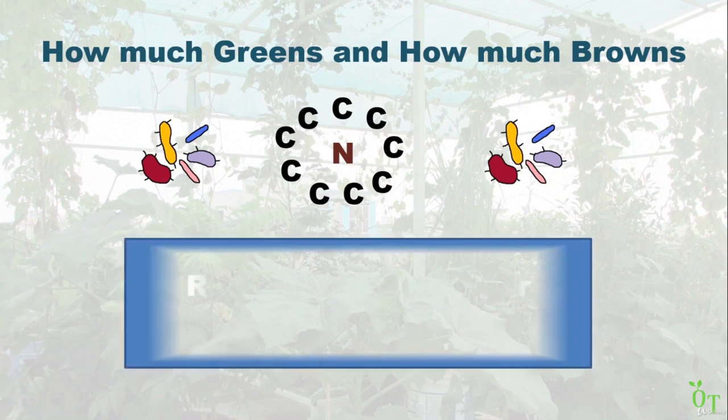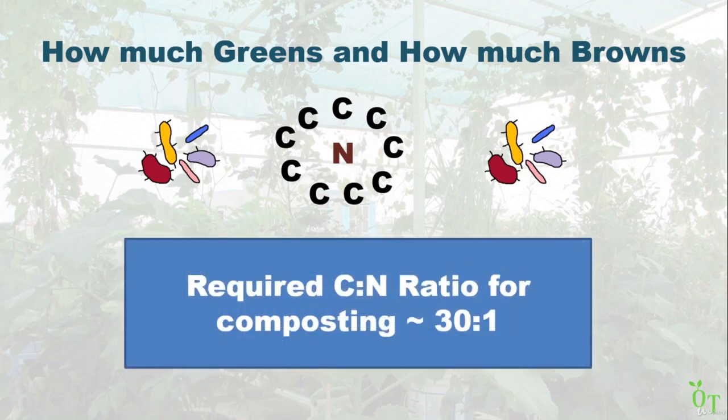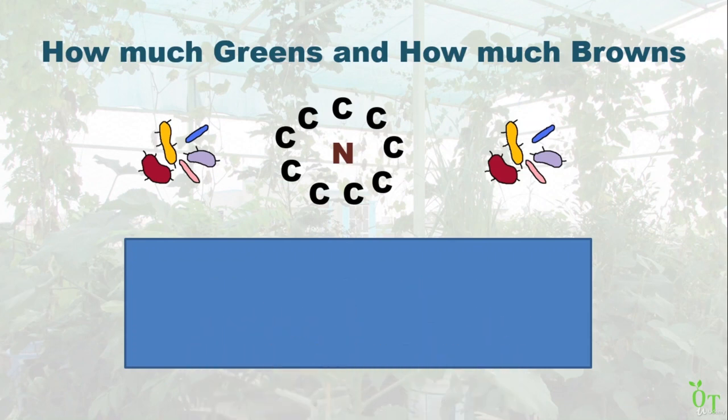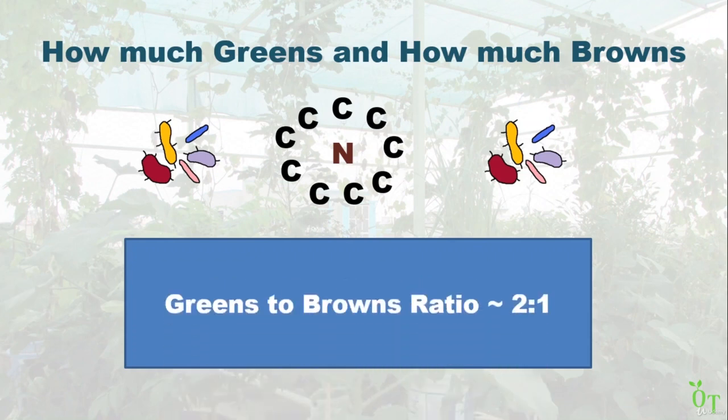Scientists have found out that the ideal carbon to nitrogen ratio to feed the microbes in a composting bin should be approximately 30:1. Translated into simple terms, it means the greens to brown ratio in your compost bin should be around 2:1. So for composting, all you need to do is add required quantities of greens and browns in your compost bin and you're almost done. However, there are certain things that you should and should not do.